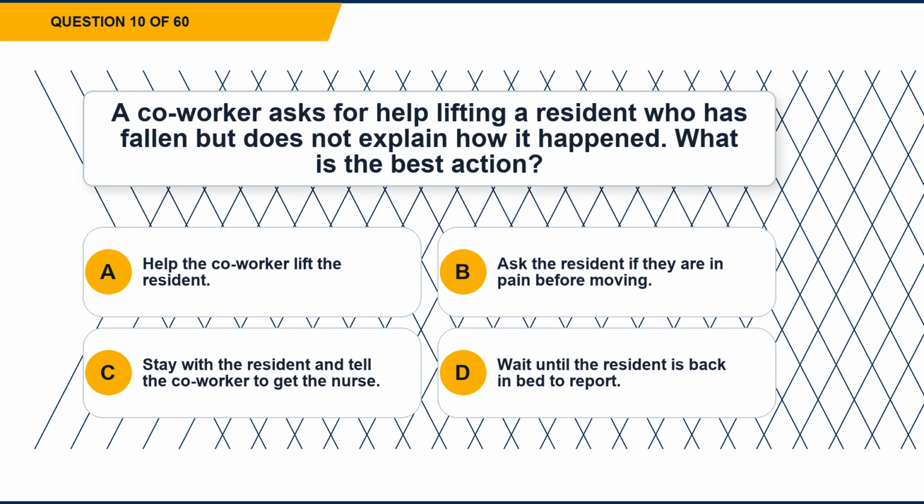Question 10. A coworker asks for help lifting a resident who has fallen but does not explain how it happened. What is the best action? Option A. Help the coworker lift the resident. Option B. Ask the resident if they are in pain before moving. Option C. Stay with the resident and tell the coworker to get the nurse. Option D. Wait until the resident is back in bed to report. The correct answer is option C.